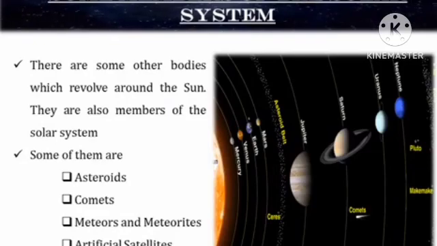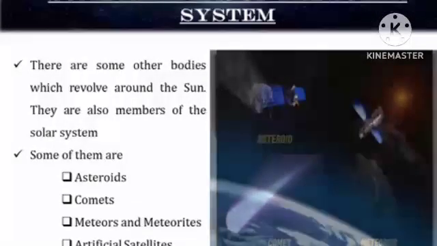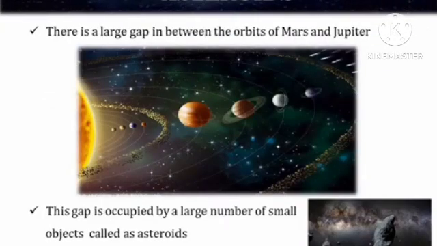Now, other than the planets and the Sun, we have some other members in the solar system as well. Some of these members include asteroids, comets, meteors, meteorites, and artificial satellites. Now let's discuss each of these members briefly as well. So first let's see what are asteroids.